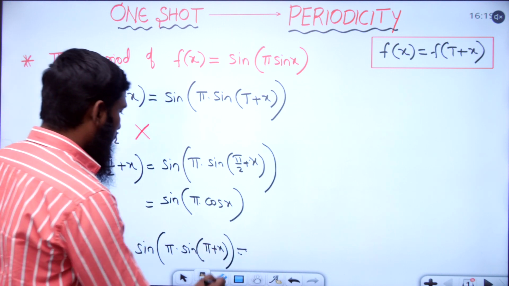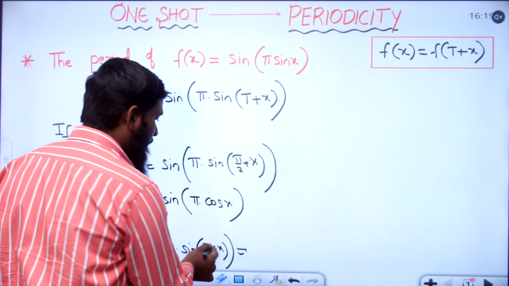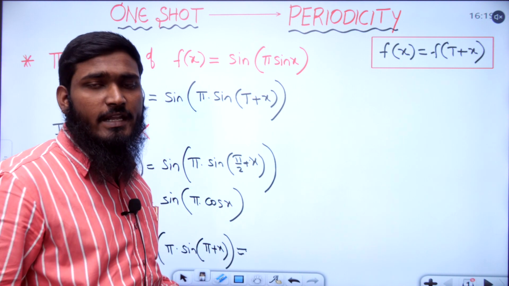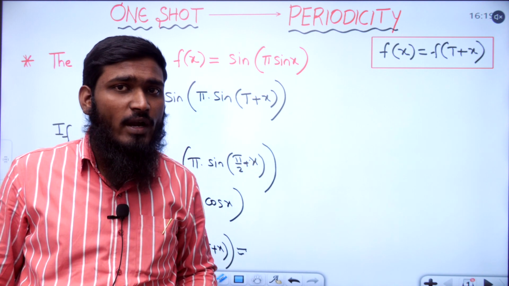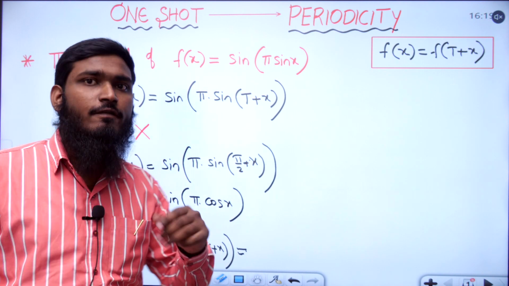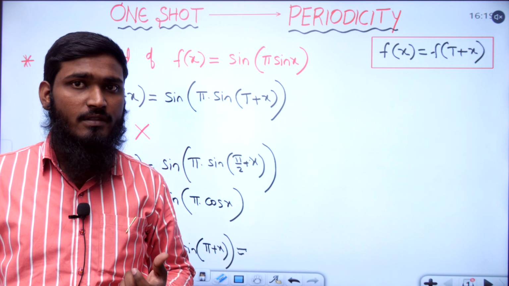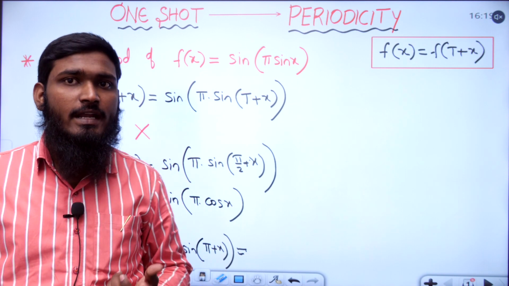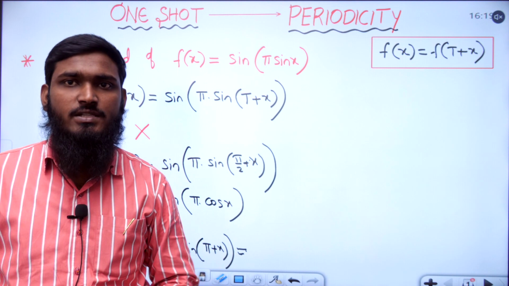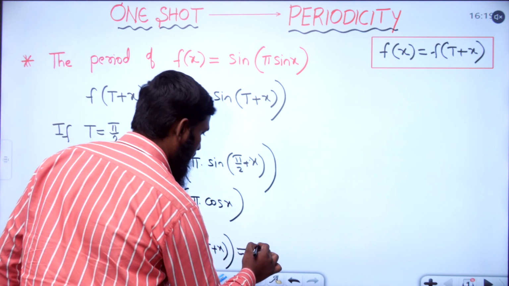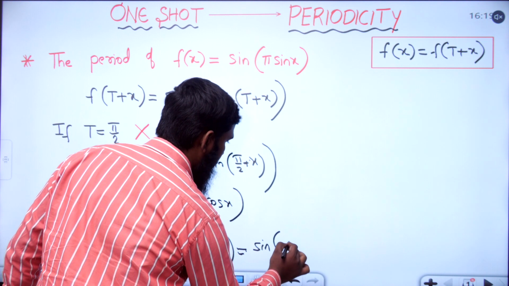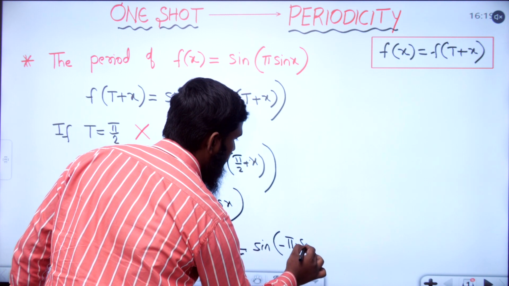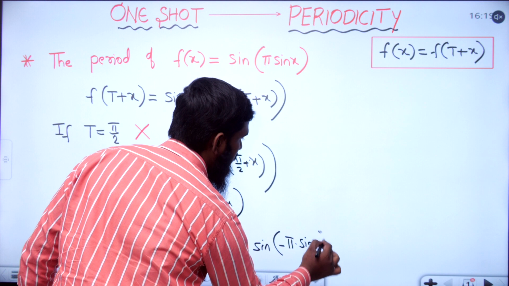What is the meaning of pi over here? Pi means 180. 180 plus theta means the third quadrant, where the sine function is negative. 180 means no need to change the function, so we write it as it is. So we get sine of minus pi into sine x.